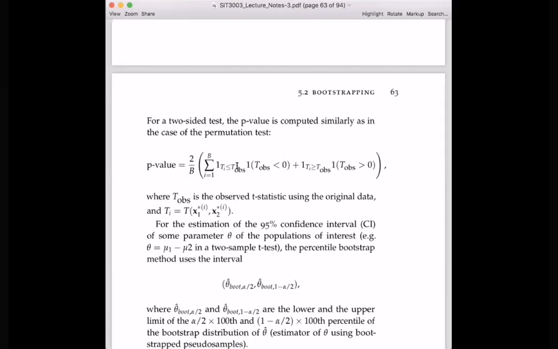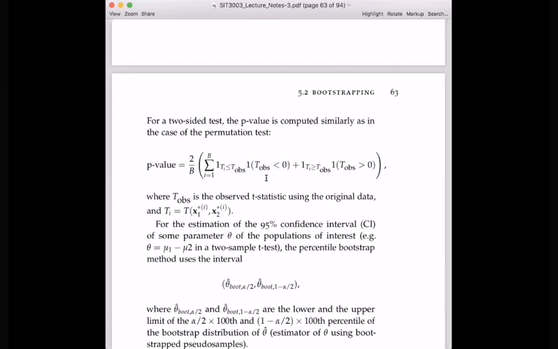Okay. So when your TOBS is negative, then you will use this part of the sum, right? Find those test statistic values that are less than the TOBS, divide by B and multiply by 2. On the other hand, if your TOBS is more than 0, then this will be true, right? This will be 1 and that will be 0. Okay. So this indicator function here acts like a switch. Depending on the condition, we use one of them, right?